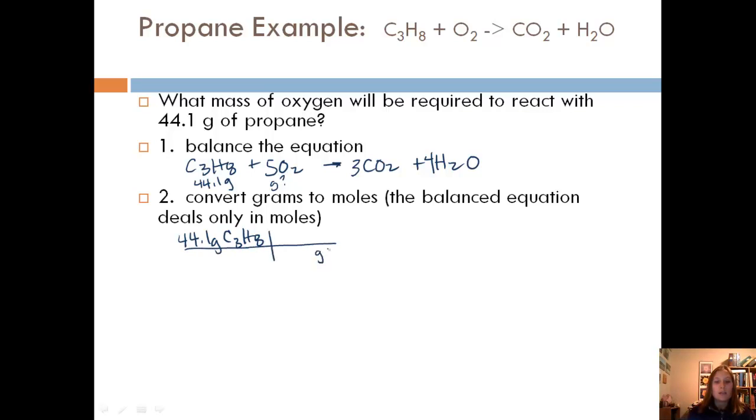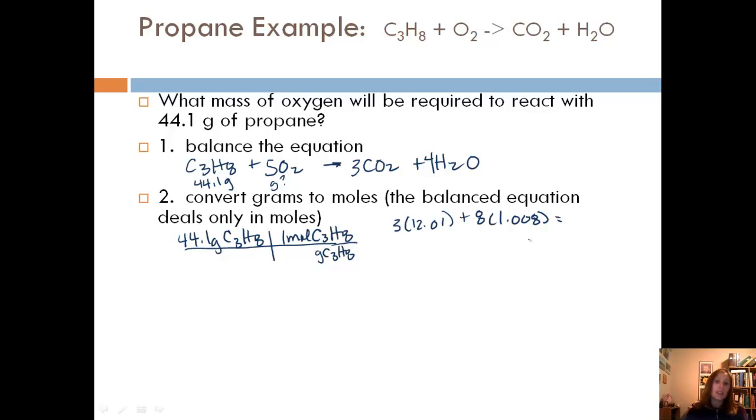I want grams of C3H8 on the bottom, and I know that according to molar mass, it's grams per 1 mole. And let's calculate the molar mass of C3H8. So I know I have 3 times carbon's mass plus 8 times hydrogen's mass. And let's just calculate that out real quick. 3 times 12.01 plus 8 times 1.008.